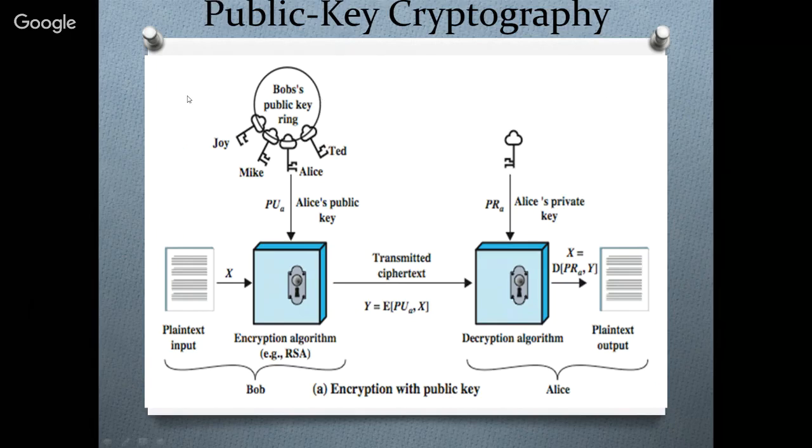So the concept says the public key will be known to everyone. With the help of the receiver's public key, we are going to encrypt the plain text using an encryption algorithm and transmit the ciphertext to the destination. At the destination, the decryption algorithm is used with their own private key. They're going to decrypt the information and get back their plain text.